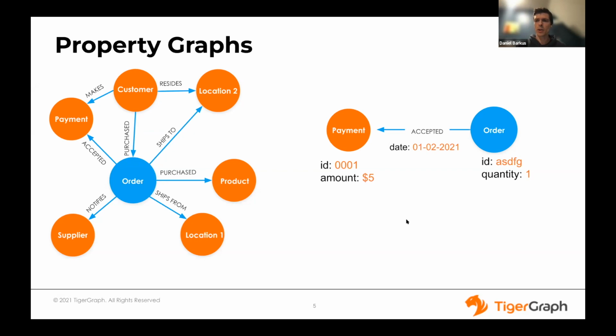But additionally, we can also add those attributes to our edges. So in this example here, we see someone placed an order, and we have the date that that order was placed on stored on the edge. That way this order can exist as its own entity, the payment exists as its own entity, and the relationship between them, you paid for the order with this payment method, that is now our edge that connects those two together, and we can store information along there as well.